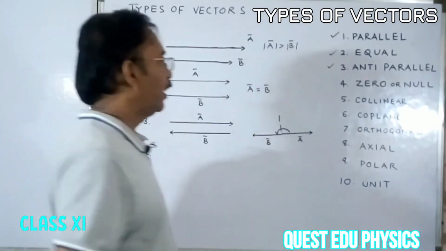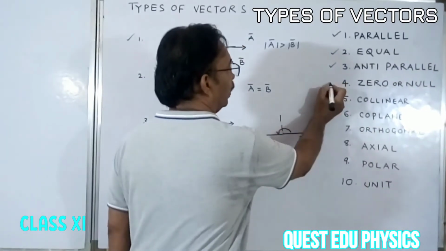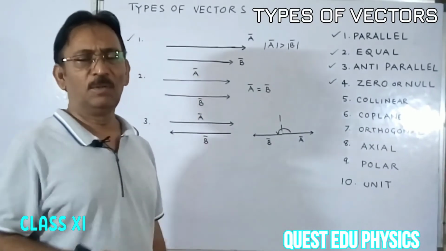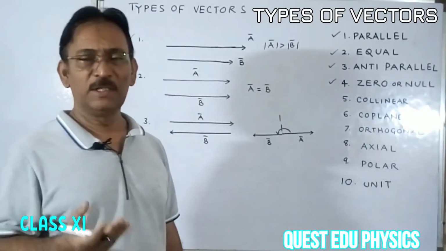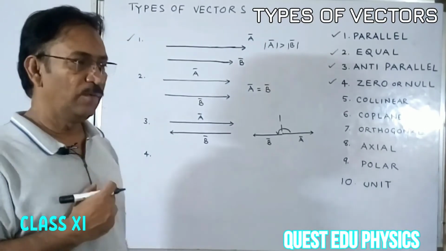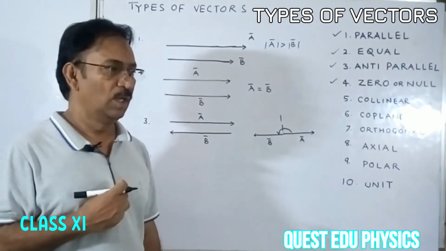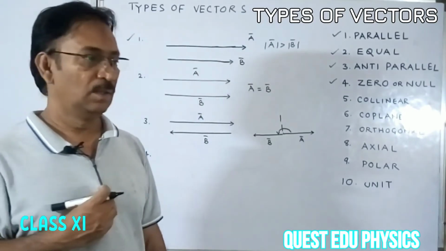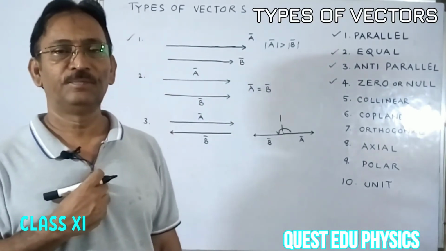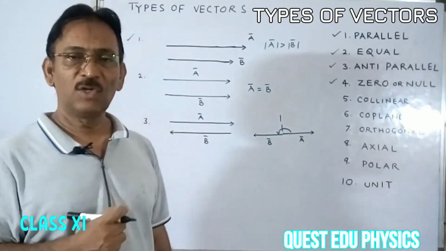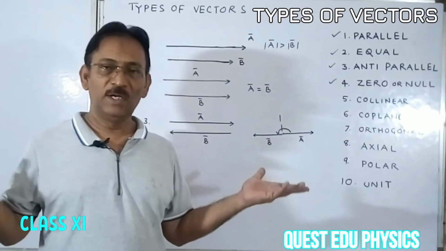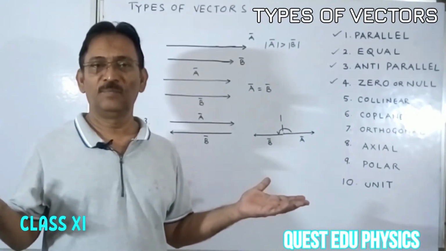Now students, we are talking about the zero vector, or we call it the null vector. It's simple. The zero vector is a vector whose magnitude is equal to 0. A vector whose magnitude is equal to 0 is known as the zero vector, but it has a direction, and the direction of the vector is arbitrary.